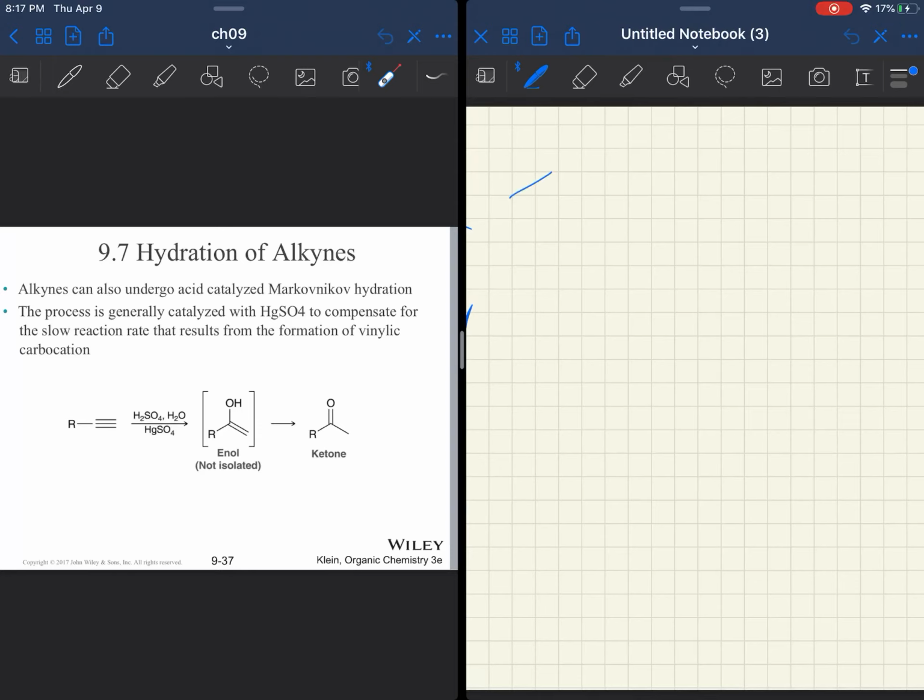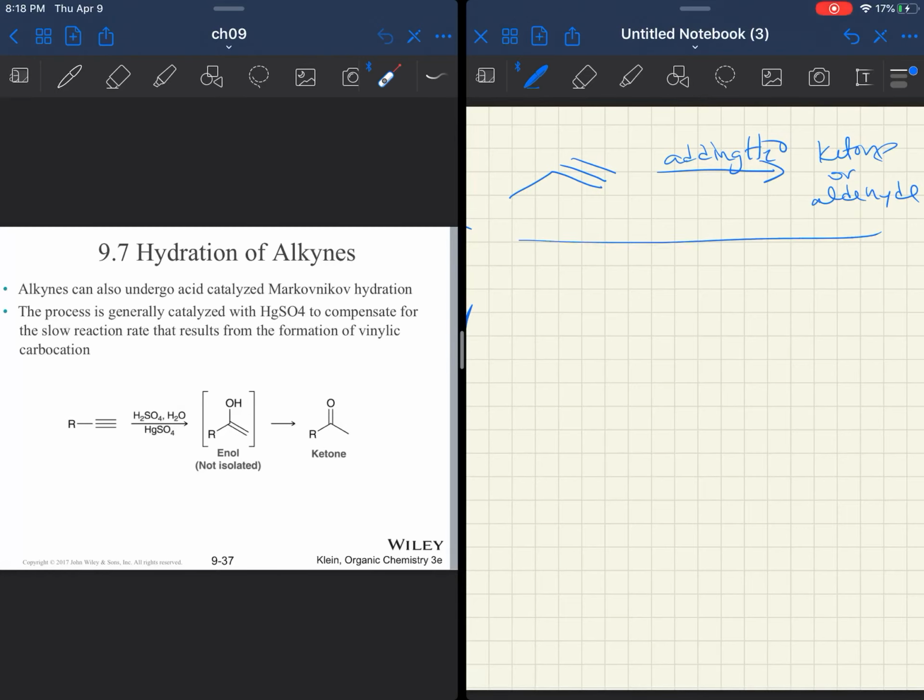All right, we're going to continue on in chapter 9, this time starting with adding water across a triple bond. Now, this one is a little bit different. You're really going to want to practice with this one. When we take an alkyne and we add water across it, we're not actually going to get an alcohol. We're going to wind up getting either a ketone or an aldehyde. And we're going to talk about the reasons for that, right?